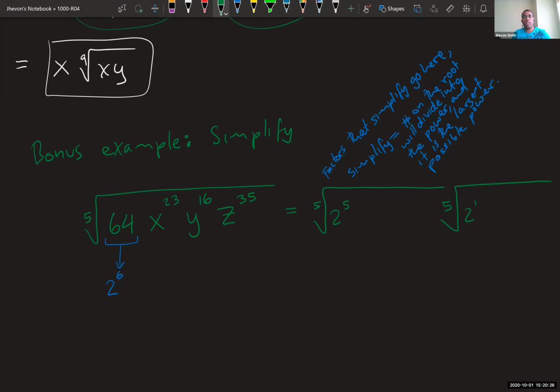X to the 23, how would you break that up? Will it be x to the 20 on the first one and then x to the third on the second one? Right. Now here's what I meant by the largest power idea, because here's another way that we could have broken it up. I could have said something like x to the 15, and then on this side I would put 8, right? Now why would that not be the way to go?